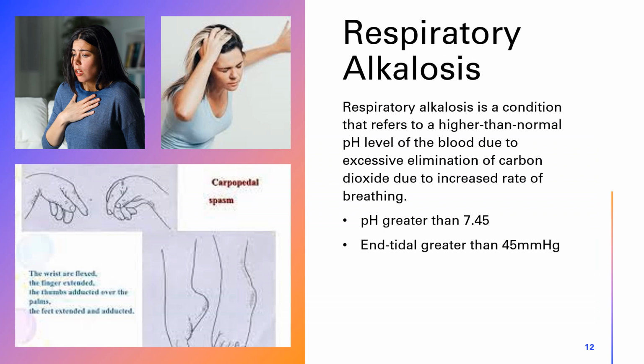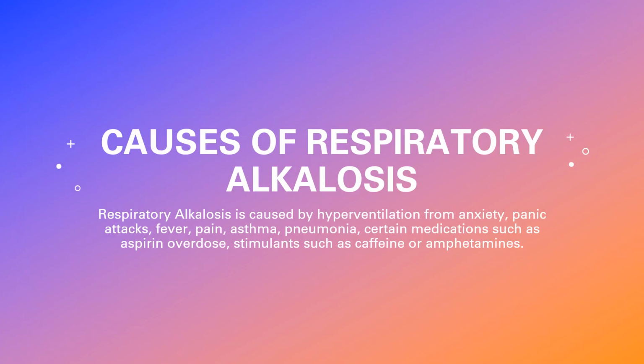Respiratory alkalosis is a condition that refers to a higher than normal pH level of the blood due to excessive elimination of CO2 due to the increased rate of breathing. The pH is going to be greater than 7.45. Their end-tidal will be greater than 45 millimeters mercury. A lot of these patients, at least most of them that I run on, are having anxiety attacks. But the common causes of respiratory alkalosis are hyperventilation from anxiety, panic attacks.